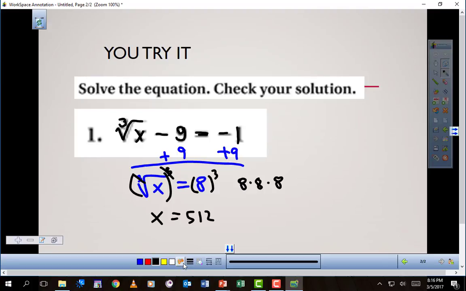Yeah, it's 512. Okay, so again, it's not a bad idea to check this by putting it back in the original expression right here. If we take the cube root of 512, that is equal to 8. That would be 8, and then minus 9. That does equal -1. So it does work. And that's what's meant by checking your solution. It's just a good idea to always check your solution when you're doing these radical equations.